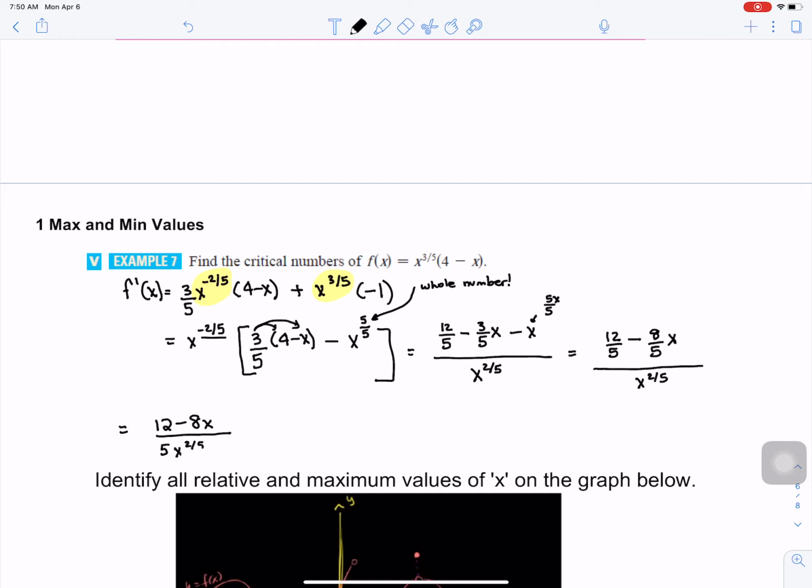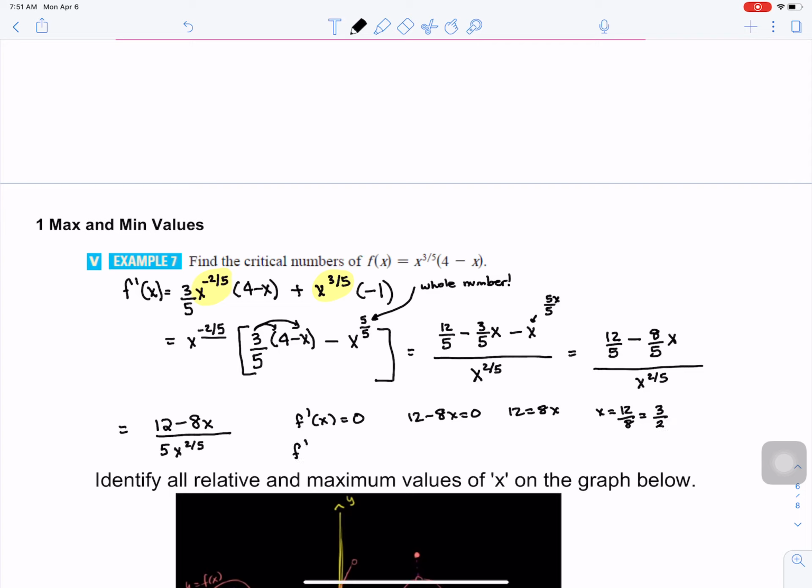to the 2/5. So where does the derivative equal 0? I set my numerator equal to 0. So 12 is equal to 8x. X is equal to 12/8. Divide both by 4, I get 3/2.